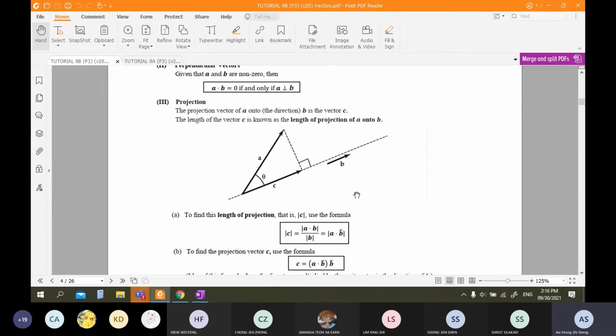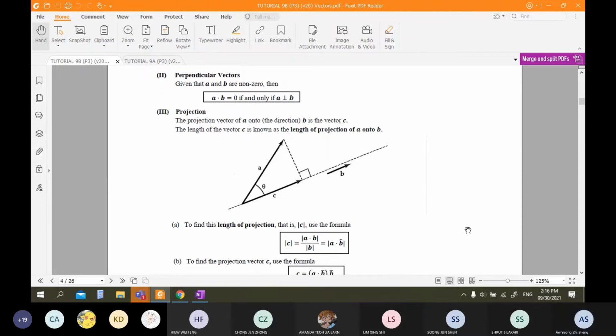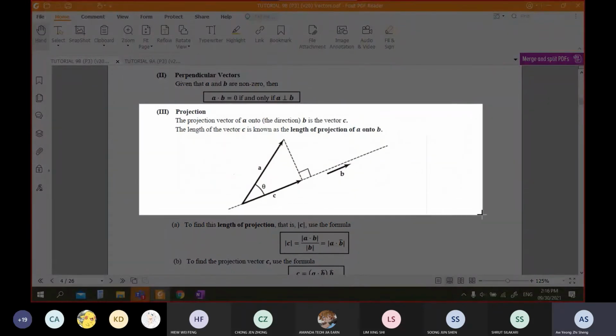Projection. Okay. Projection is something new for you. It will not be really needed in chapter 9B past year questions. But projection will be required for your understanding of FP1 vectors. So it's important to understand the idea of projection here. So first of all, what does projection mean?